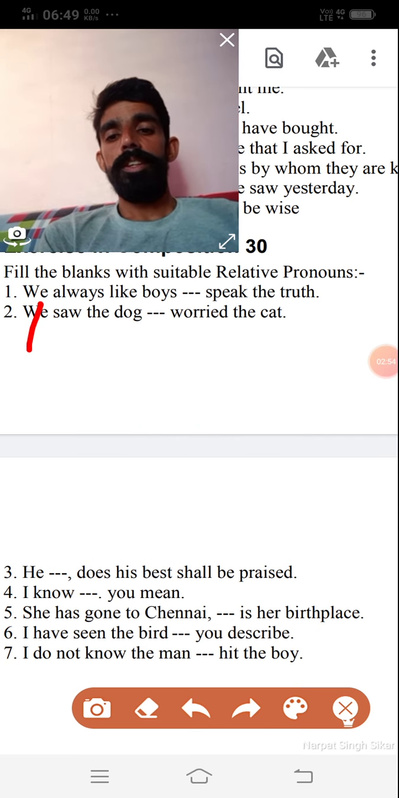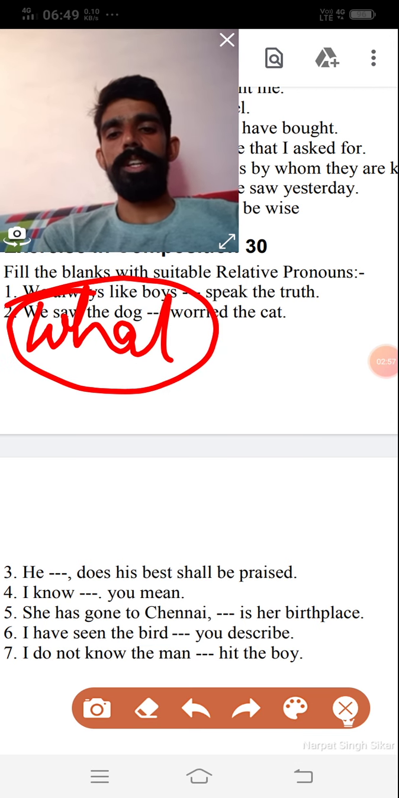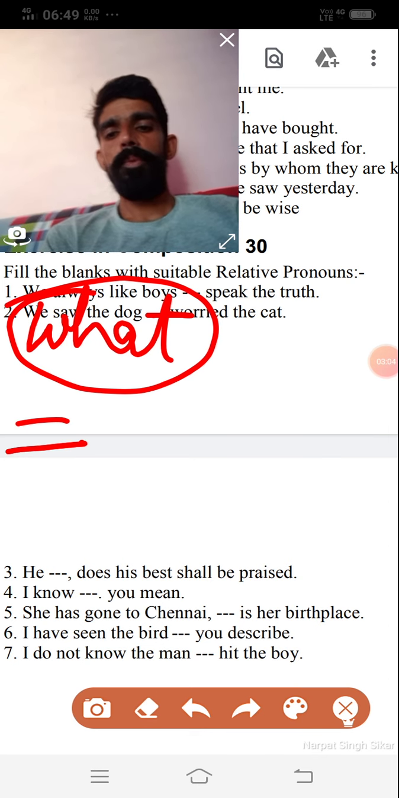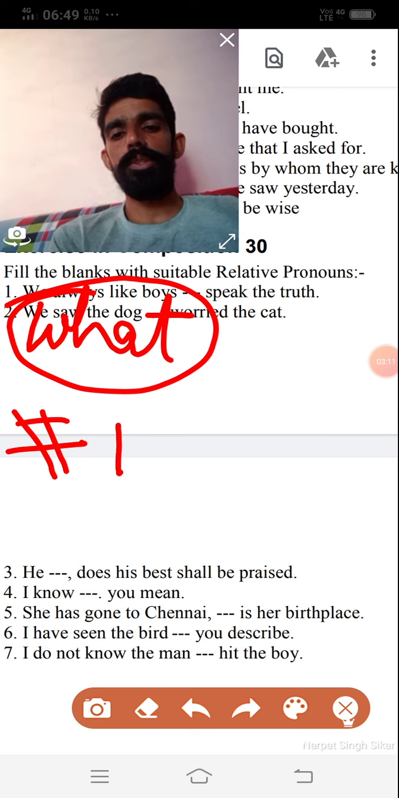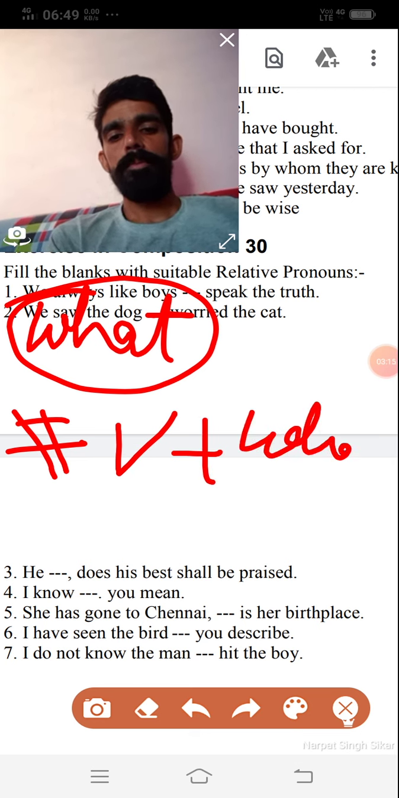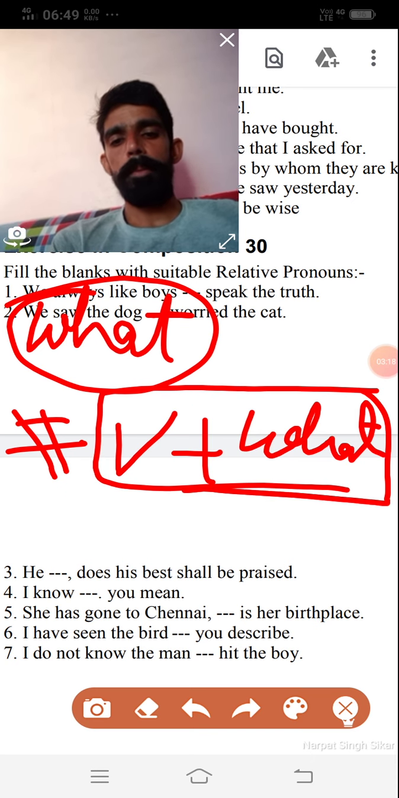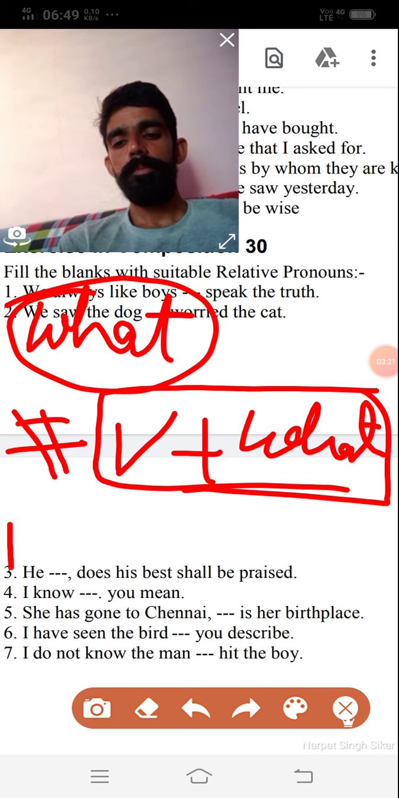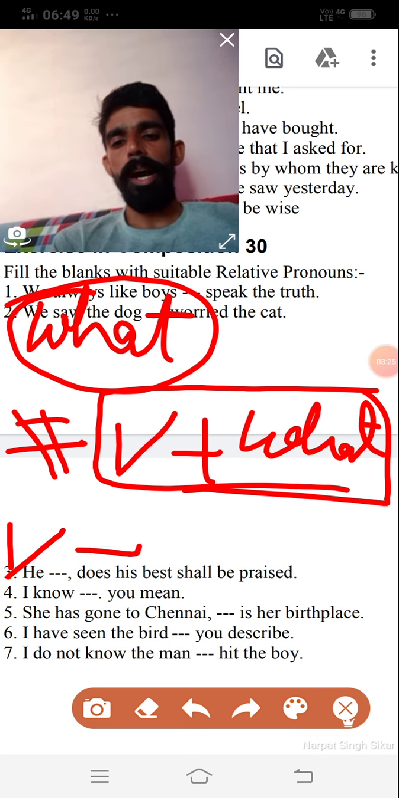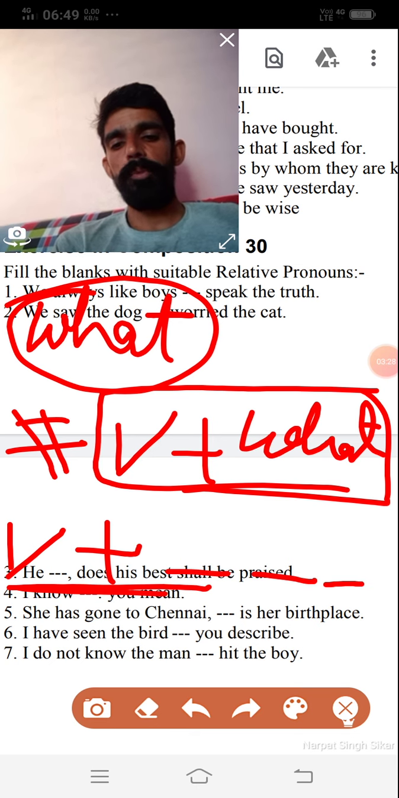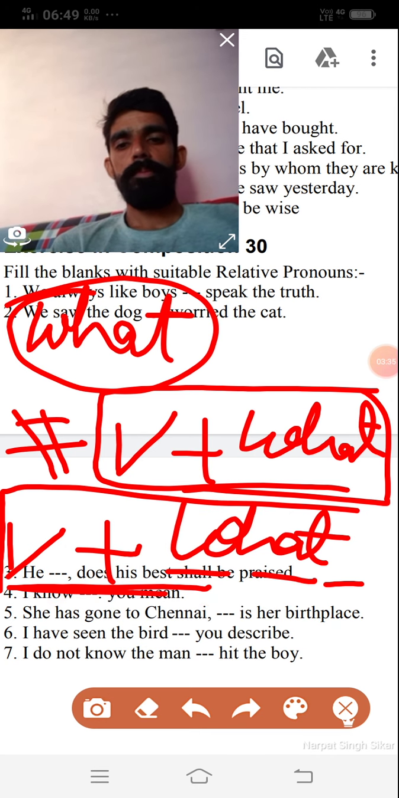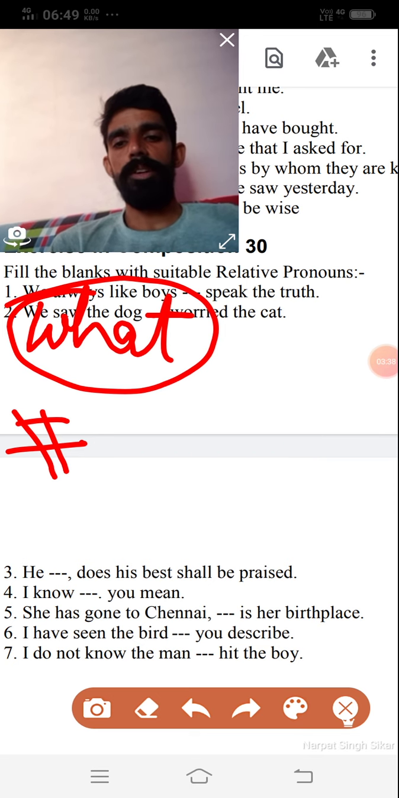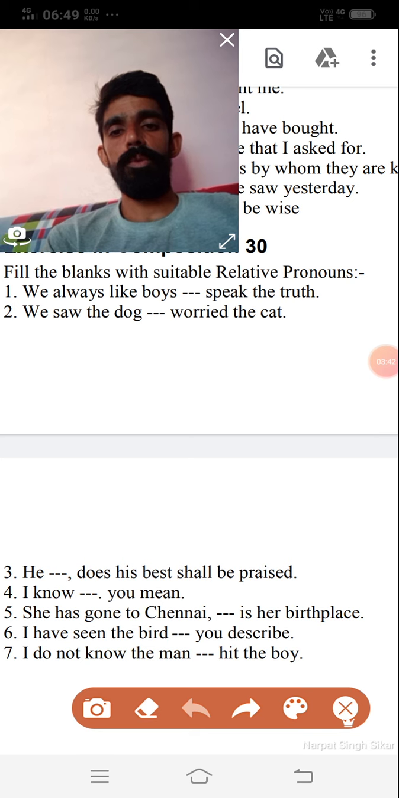The next one is what. Although this is not considered a relative pronoun by some grammarians, and the logic is that what does not have an antecedent, meaning it is always used after a verb. But this is very simple for our purpose. If you see any verb in the sentence and after that there is a blank, in the blank we have to write only what, if they ask us about relative pronouns. So what is used after a verb, it is not used for any noun or pronoun.